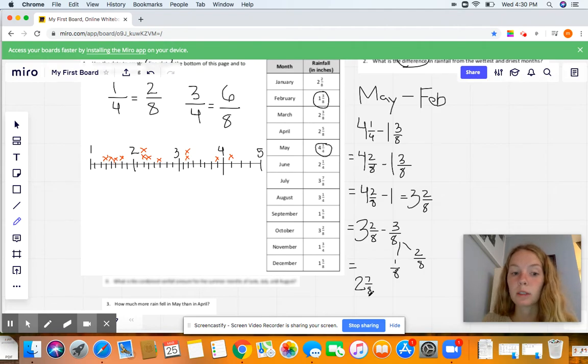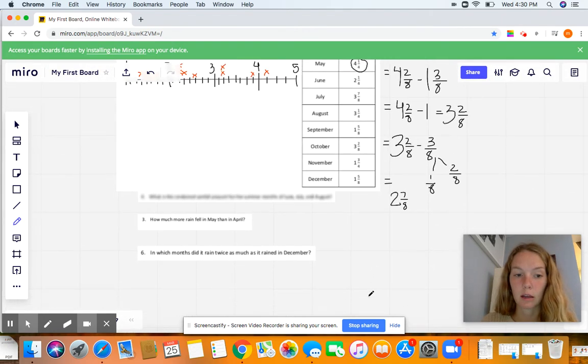I'm going to just note some other types of questions we're going to see today. So, for example, this one says, how much more rain fell in May than in April? So, questions that have how much more might involve subtraction. So, we would be subtracting how much rainfall there was in April from how much rainfall there is in May. So, May minus April.